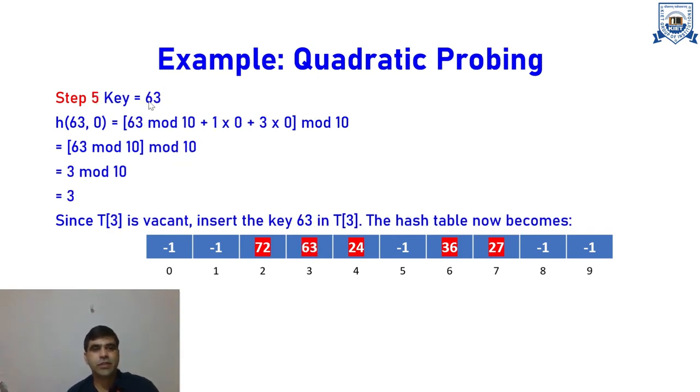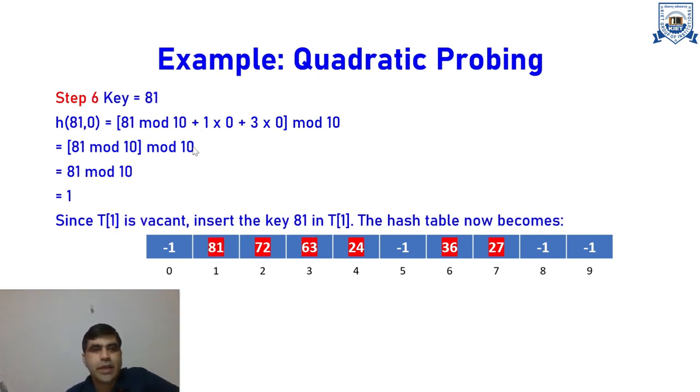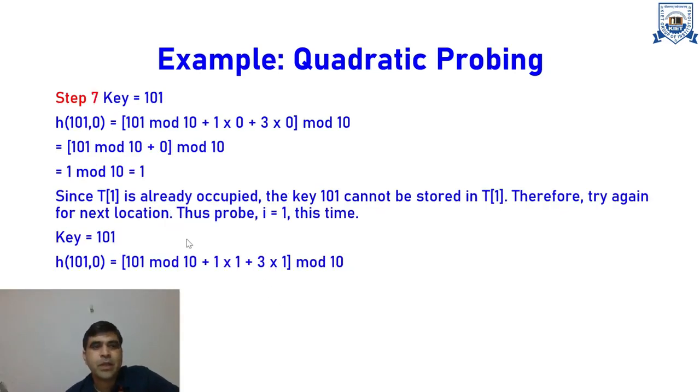Next is our 63. When we apply 63, we'll get an index 3, right? Since this is empty, 63 will be mapped to this index 3 without any collision, right? Next one is your 81. Again we apply, and 81 is also added successfully to index 1 in the hash table, right? So the hash table will look like this. Where we have values other than -1, they are occupied, and where we have sentinel values -1, they are free, right?